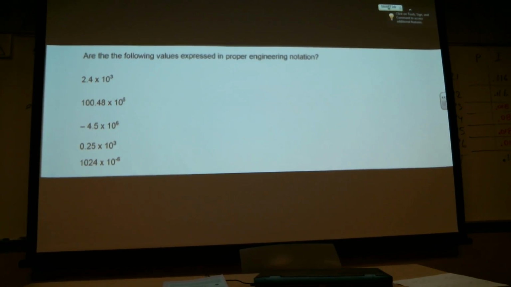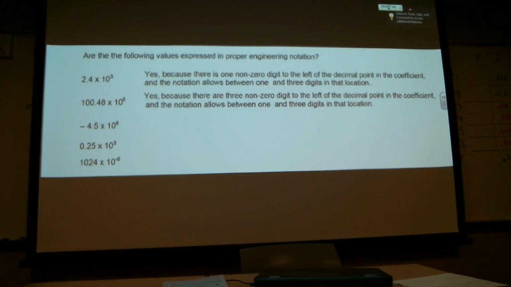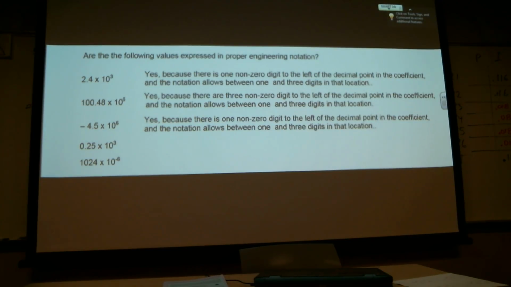Okay, so these are the questions I asked you before. The first one is good. The second one looks good. Is it a 6 or 5? 6. Okay, so that one's good. The negative 4.5 times 10 to the 6th, that's good too. They're all good. Now the next one, no, because I don't have a whole value to the left of the decimal. And then the last one has too many. I want between 1 and 3 digits to the left of the decimal. That has 4 digits.